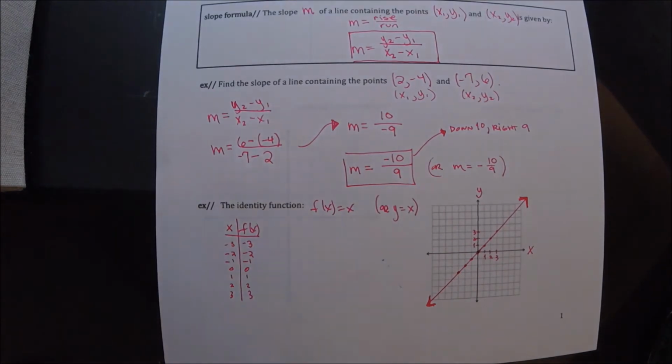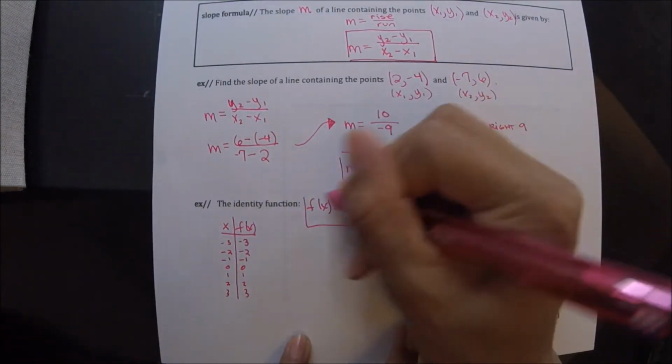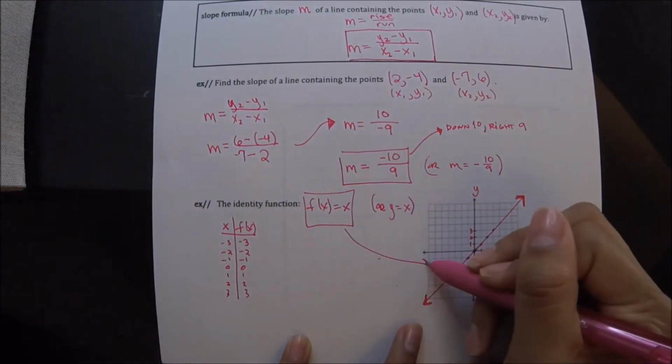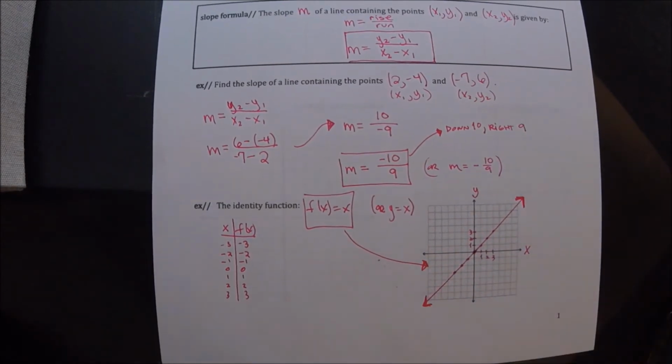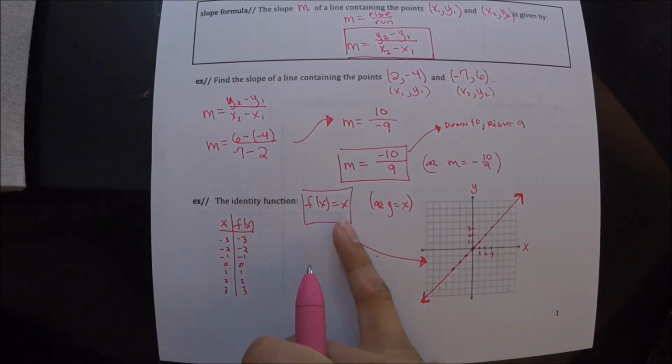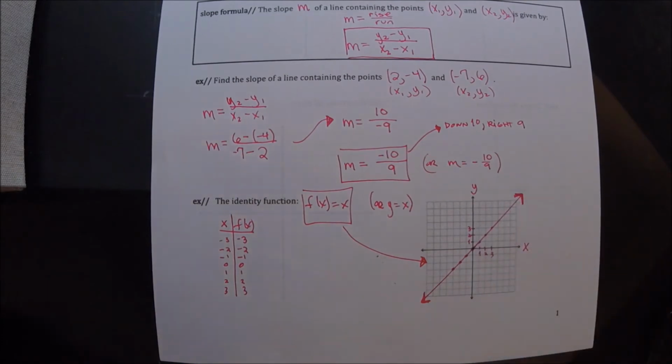Like that. So this function looks like this, and so you should have this one memorized. That f of x equals x, the graph looks just like that, a perfect diagonal. And then let's also discuss the slope of this line.